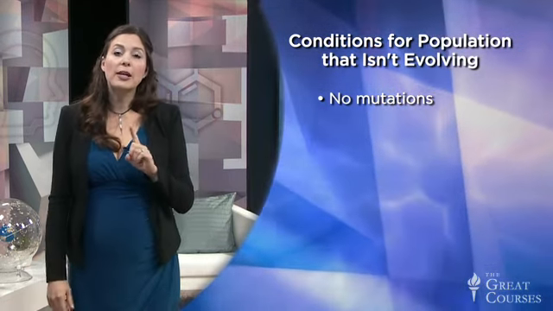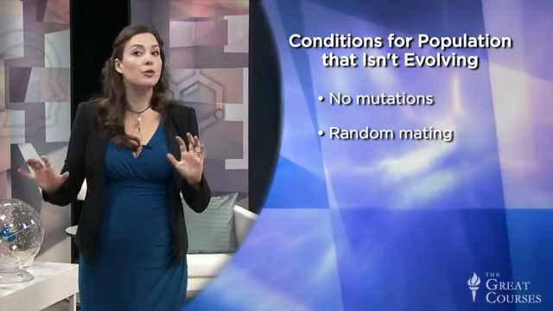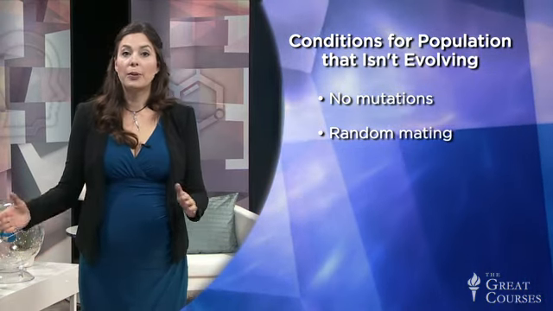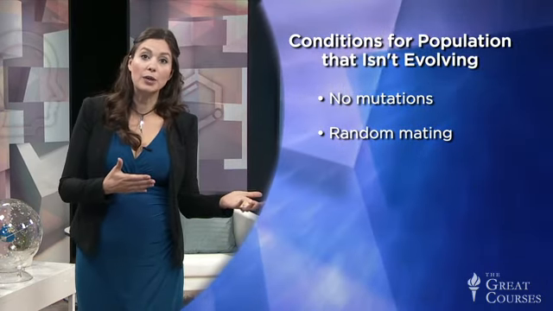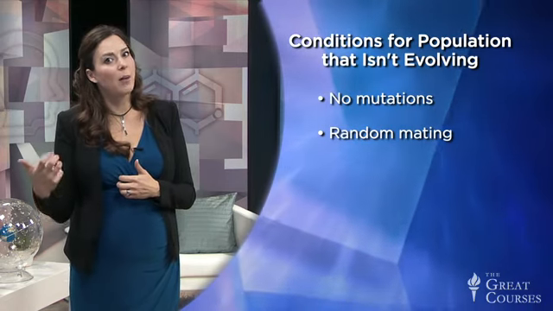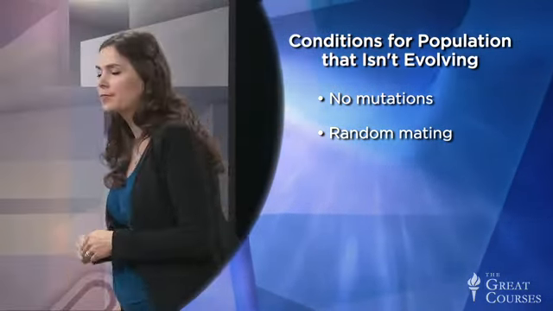Second, the population should engage in random mating. So long as individuals choose their mates randomly, the gene pool remains the same. But if there is a tendency to mate with close relatives, say in the case of inbreeding, or if mates are preferentially chosen from a small subset of the population, then allele frequencies can change.